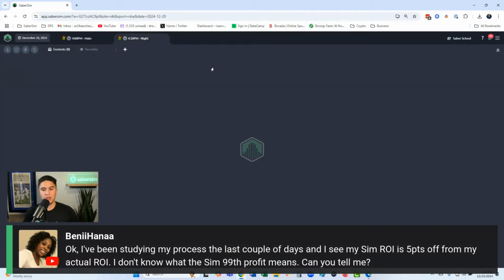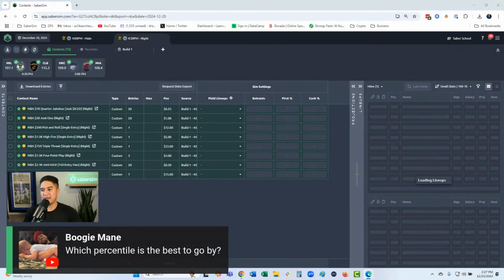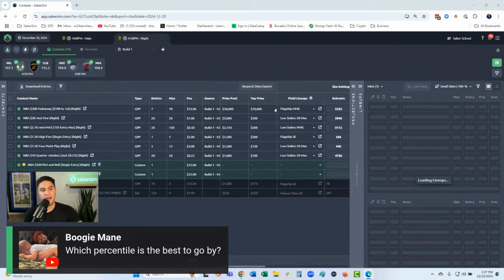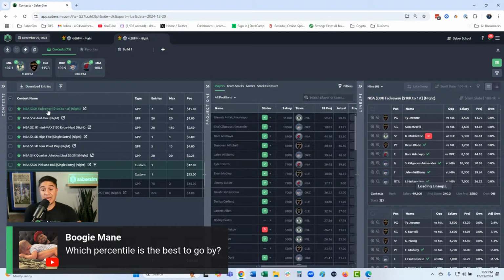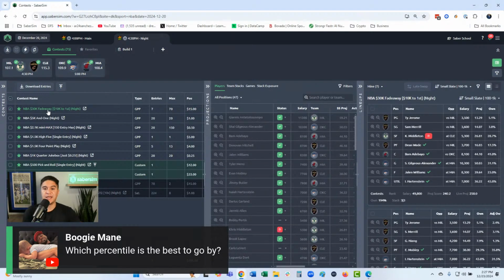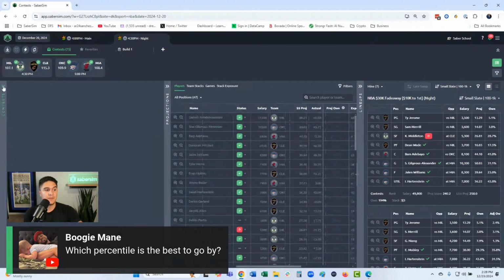All right, while we load this up, question: what percentile is the best to go by? So if you're looking at the lineup percentiles, 99th percentile is good, right? It's top 1%. It's basically the lineup with the top score in 1% of the sims. And we're hunting for upside outcomes, right? You want to get in the top 1%. You want to get in the top 0.1%, right? That's where all the money in these contests is.